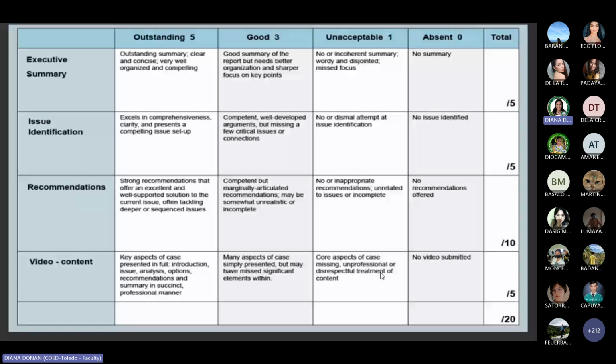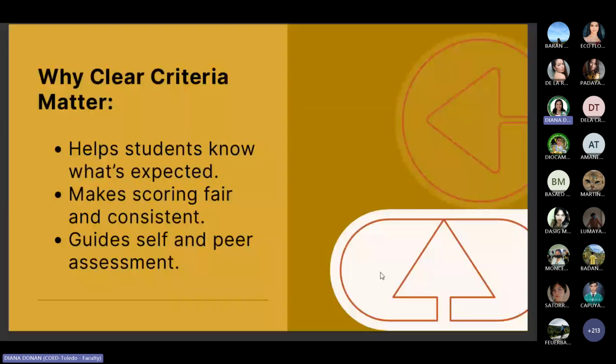Okay, so why does clear criteria matter? Ngano kinahanglan man gyud? It's because it helps the students know what is expected. It makes the scoring fair and consistent, and it also guides peer assessment.